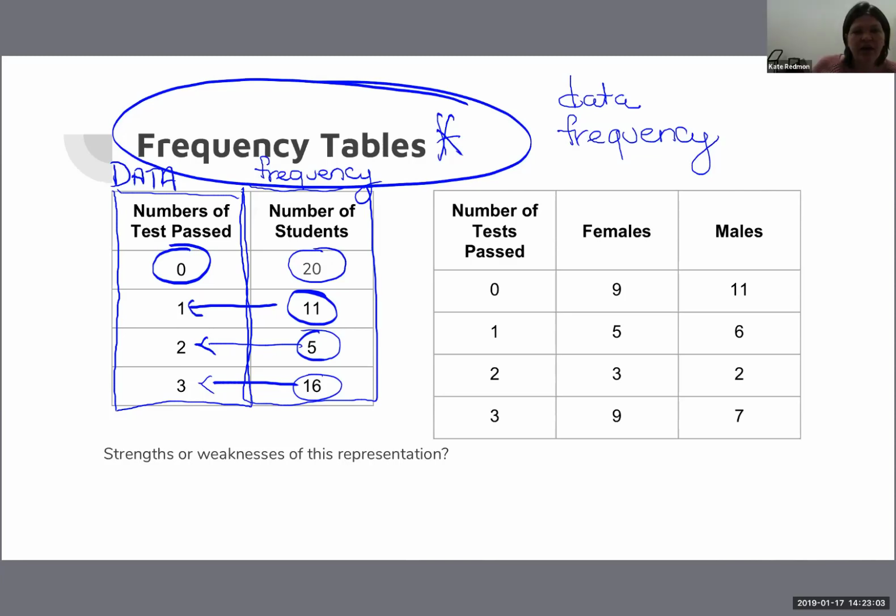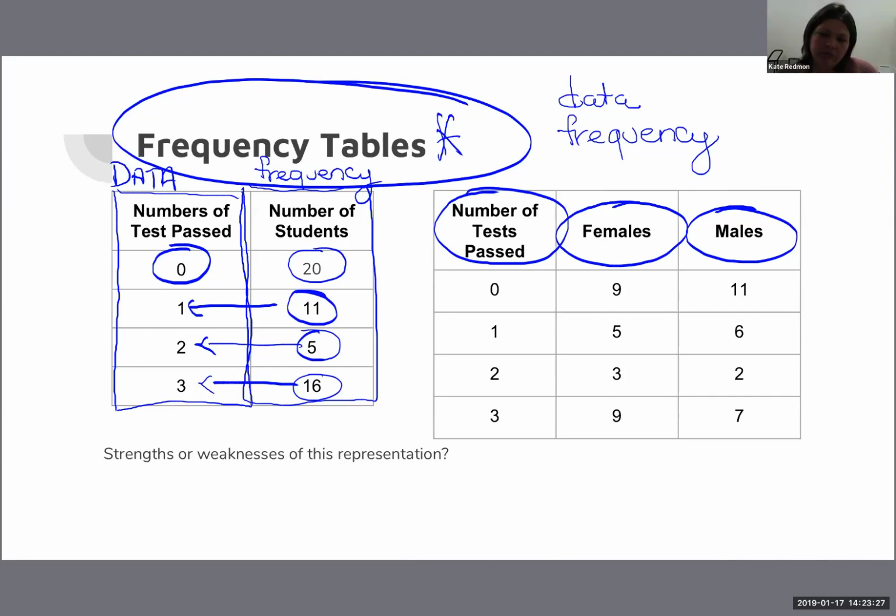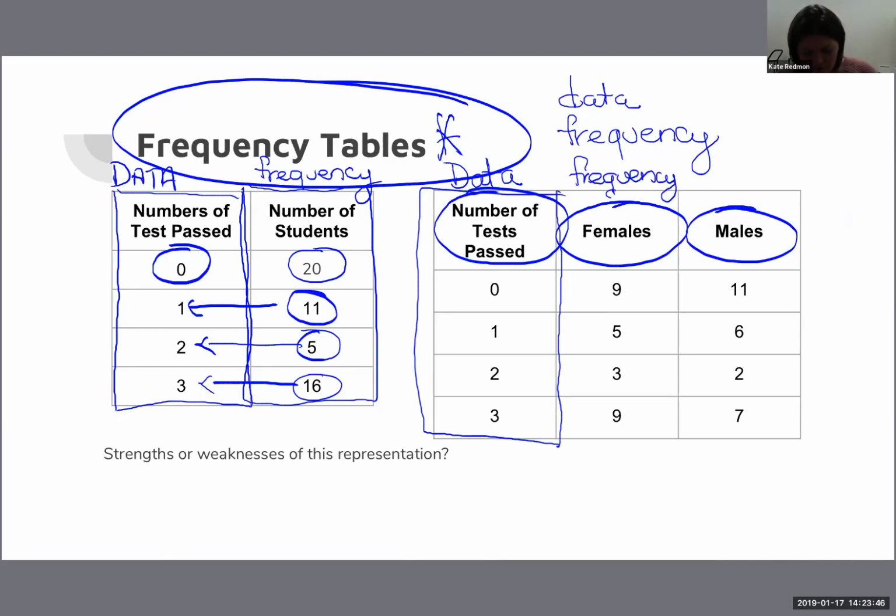And I just wanted to show you that I don't have to just break it down by students, just like with the bar graphs, I can get more information here. So on this one, I see number of tests passed, females, males. You tell me, which column is the data here? The number of tests. Absolutely, there's the data. Now there's an interesting question. Which one is the frequency? I think the males and the females? Yeah, these are both frequencies. Exactly right. This is the frequency of the females giving that response, and there's the frequency of the males giving that response. And so we happen to have 2 frequency columns in this particular table.